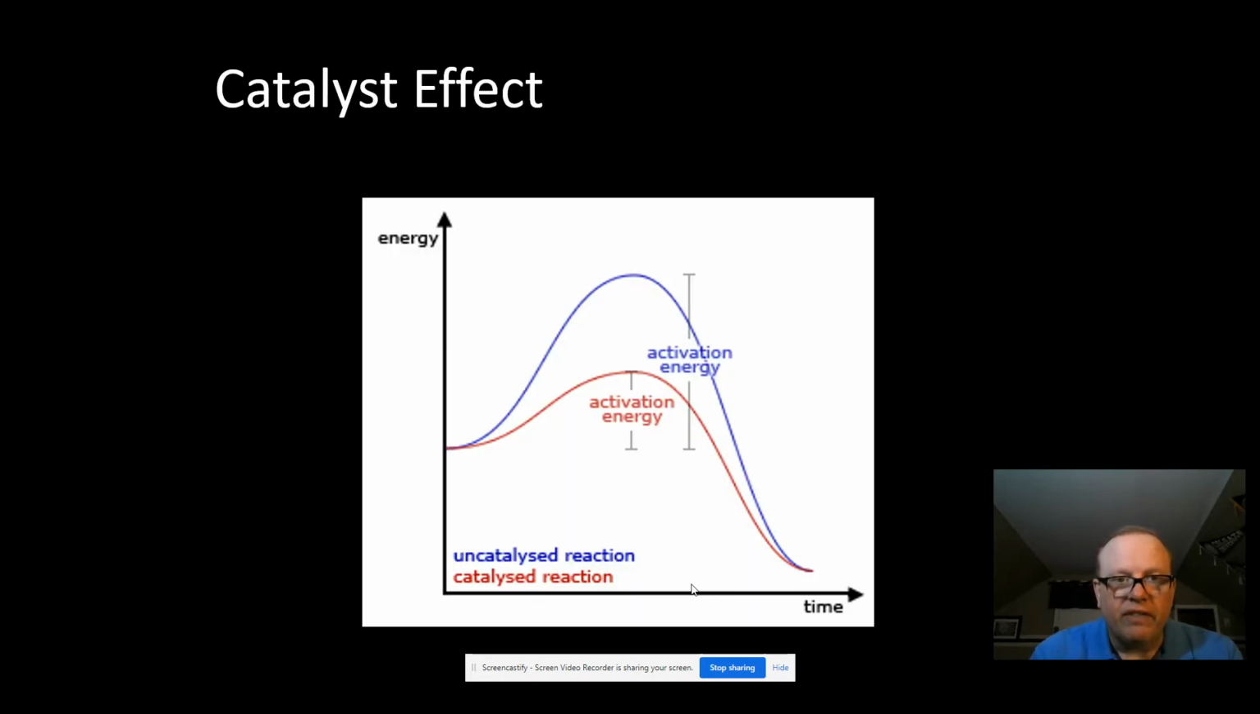Looking at a catalyst effect, here we have two reactions. One is in a blue line, the other in a red line. Energy is shown on the y-axis and time on the x-axis. The uncatalyzed reaction simply takes more energy, more activation energy, in order to occur. The catalyzed reaction will occur at a lower energy level and therefore is perhaps going to occur more quickly and is more likely to happen.